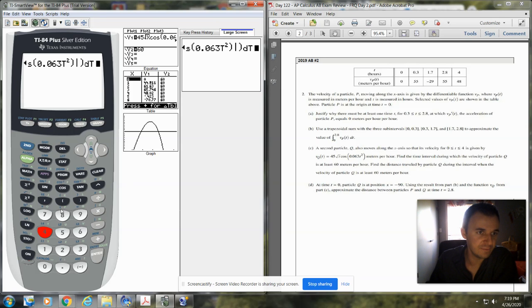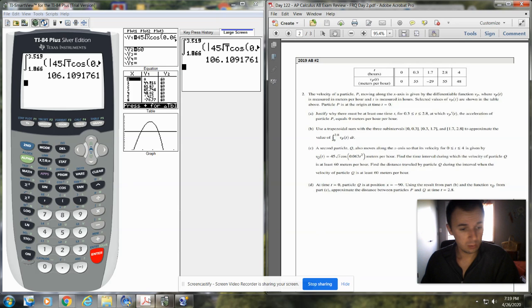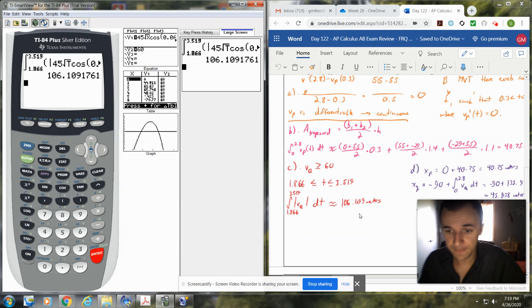So alpha 4. Now if we press the enter button, it should give us our answer. 106.109, which is exactly what we originally got when we originally did this problem. Come on, there we go. 106.109 meters. So that is how you would find an integral using the 84 Plus or 83 Plus if you have the newer software.